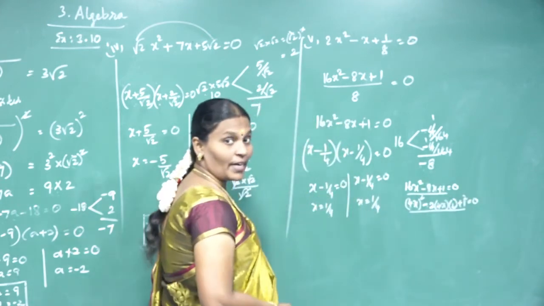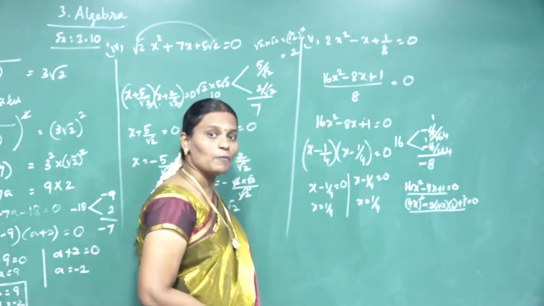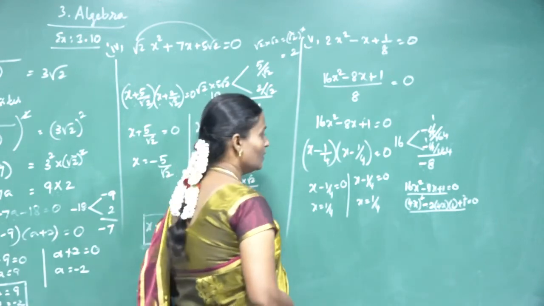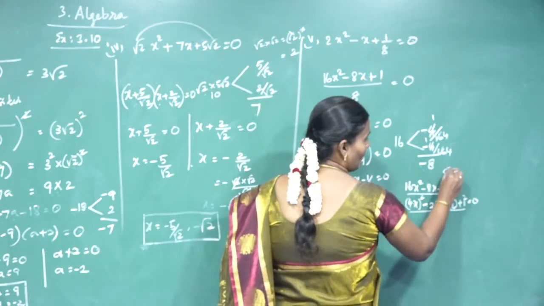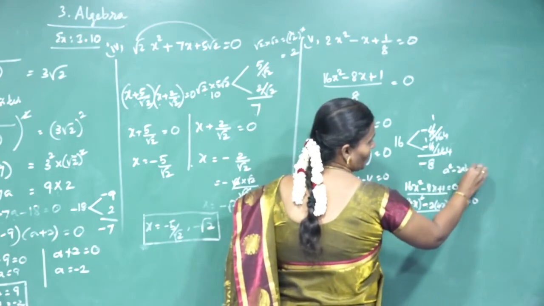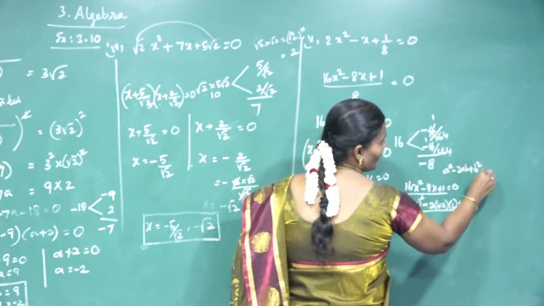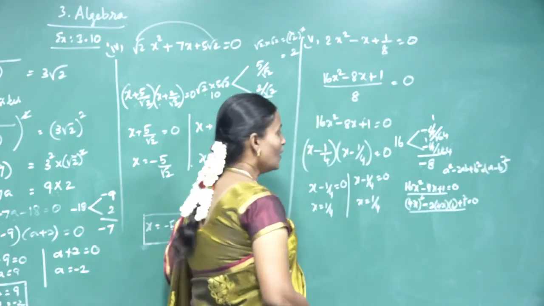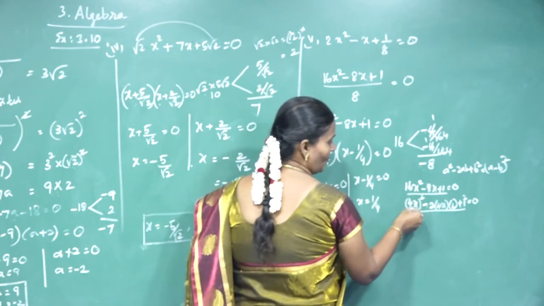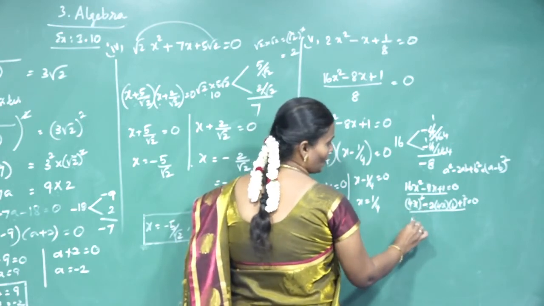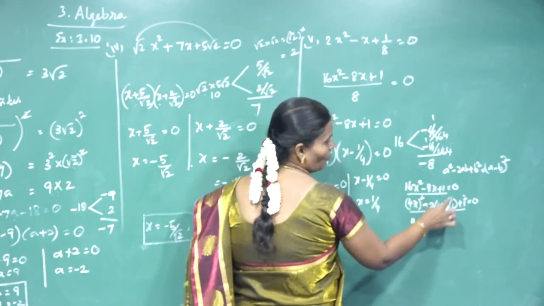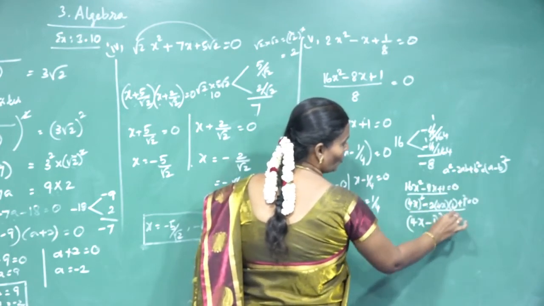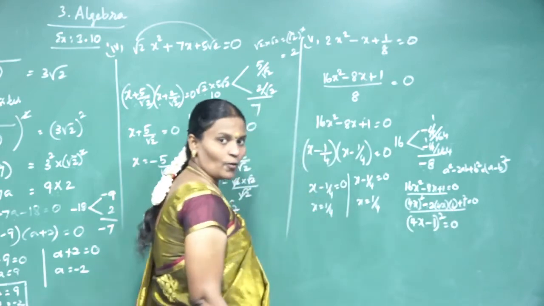You know the algebraic identity a square minus 2ab plus b square is equal to a minus b the whole square, isn't it? So here, what is a? A is 4x. And what is b here? B is 1. So 4x minus 1 the whole square is equal to 0.